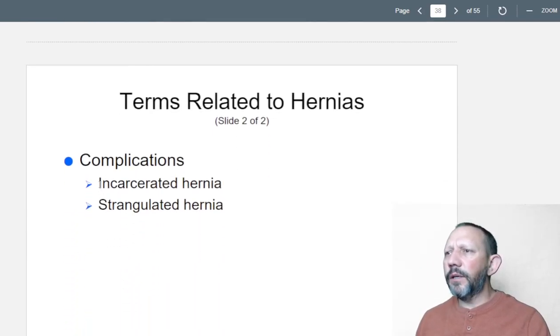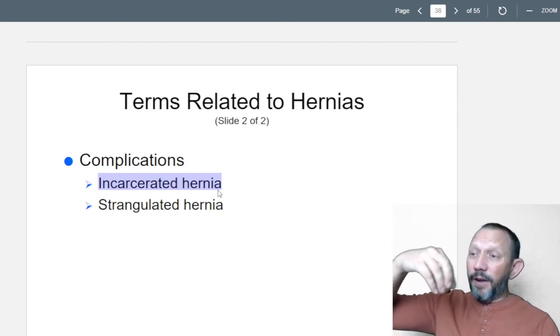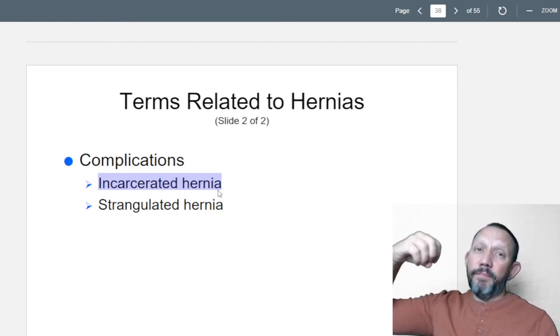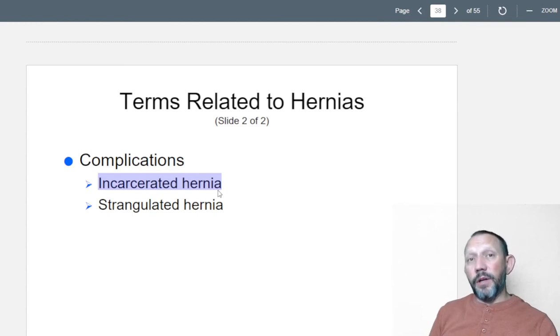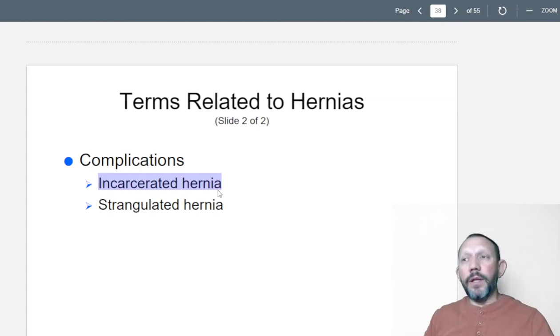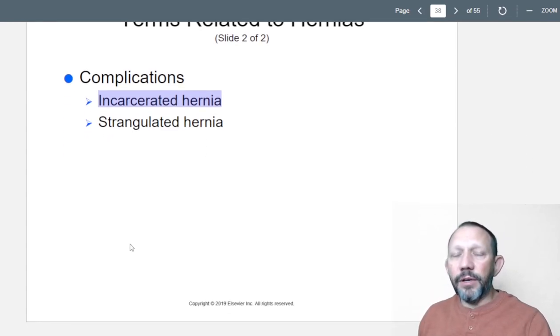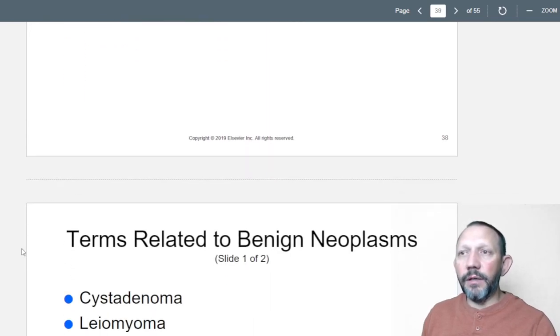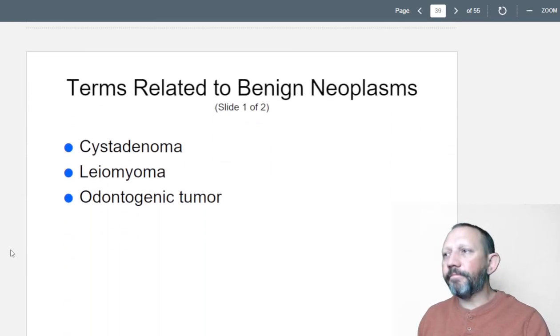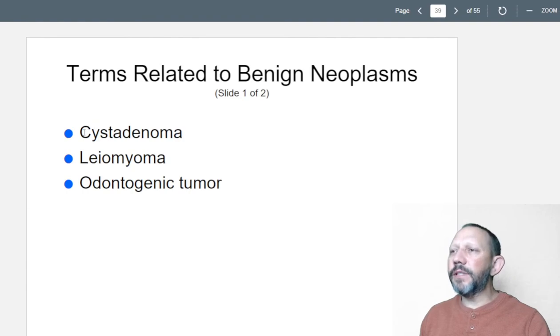Terms: incarcerated hernia or strangulated hernia. Incarcerated means it's still inside of everything, and strangulated means it's popped out, and then you're strangulating that bit of intestine that's pushing out of that tear, if you will, and that's bad, and you can get necrosis, and then you can get peritonitis and die. Benign neoplasm: cystadenoma, leiomyoma, odontogenic tumor.